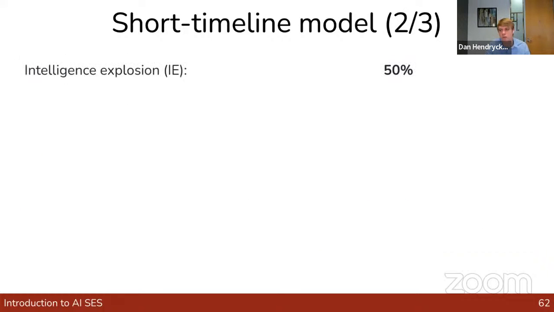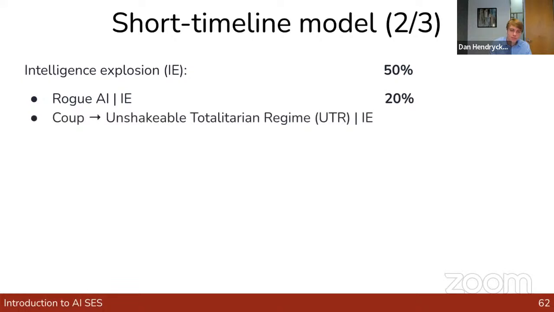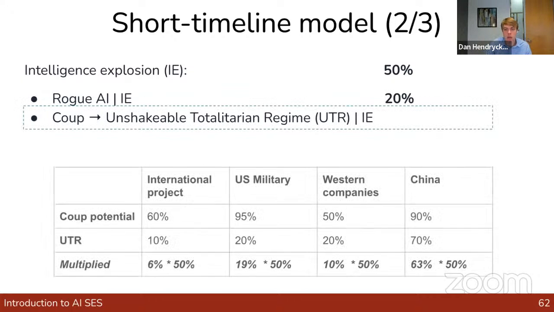So intelligence explosion, would it happen? Wouldn't it? I don't know. Once you get human level AIs, would there be some crazy algorithmic improvements or not? I don't know. We'll just say half chance. And then given that there's an intelligence explosion, what's the probability of a loss of control? I don't know, it'd be like 20%. What's the probability that there's the ability to coup the world, given that they've had a really powerful AI system, and that they use the coup to create an unshakable totalitarian regime? I don't know. We'll need to break that down a bit.